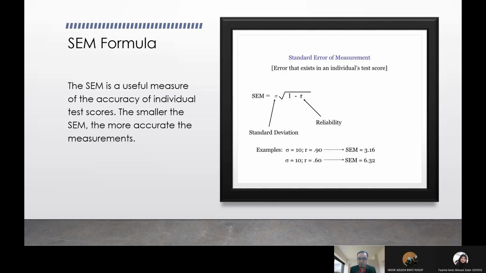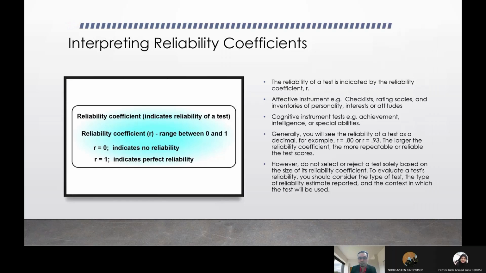So another example, if the reliability is equal to 0.6, so the SEM is 6.32. So if we compare both, which one is the best? The first one lah. So we favor the smaller SEM as it shows the more accurate measurement. Alright. Okay. How to interpret the reliability coefficient?